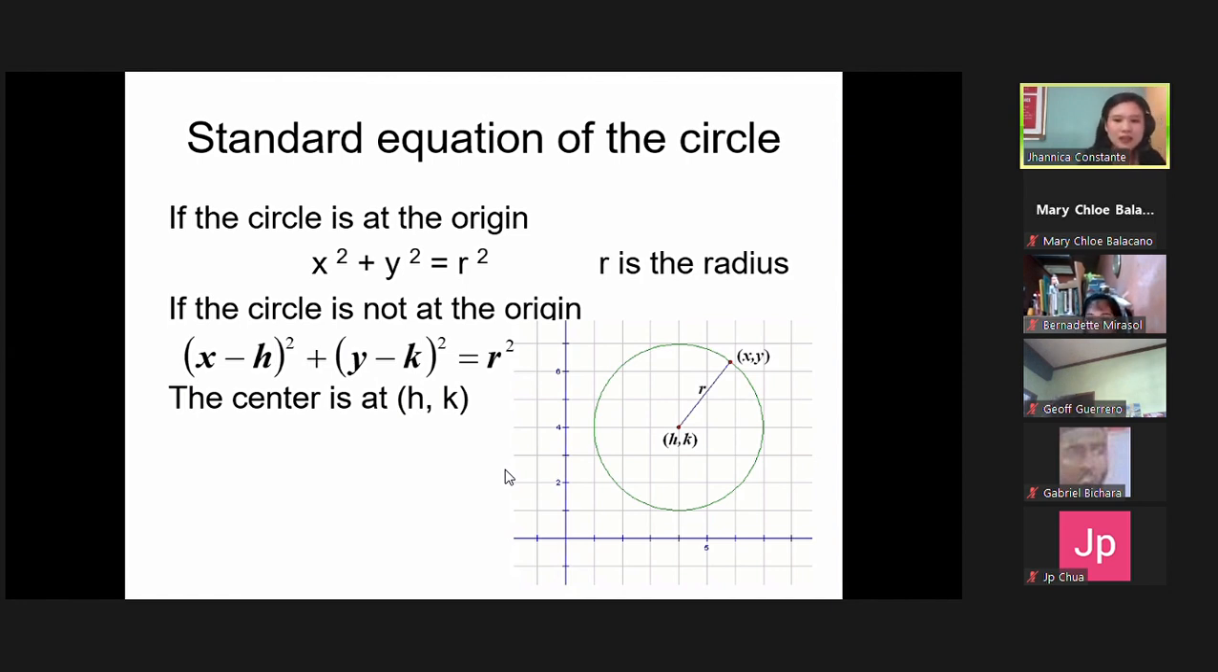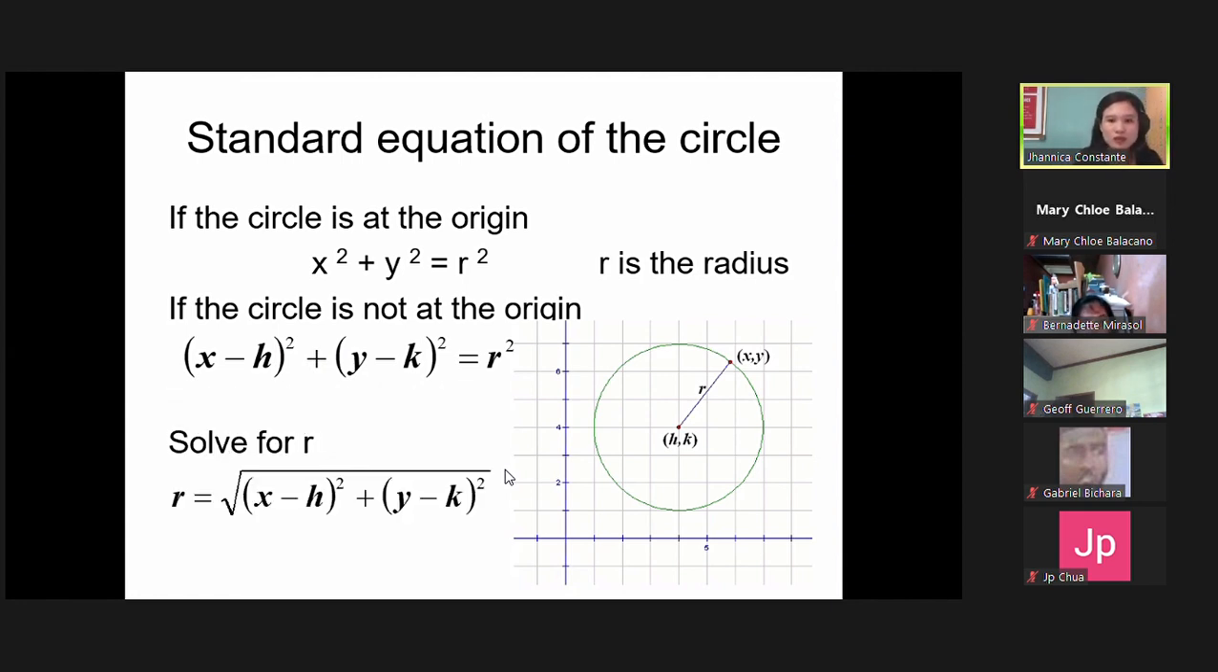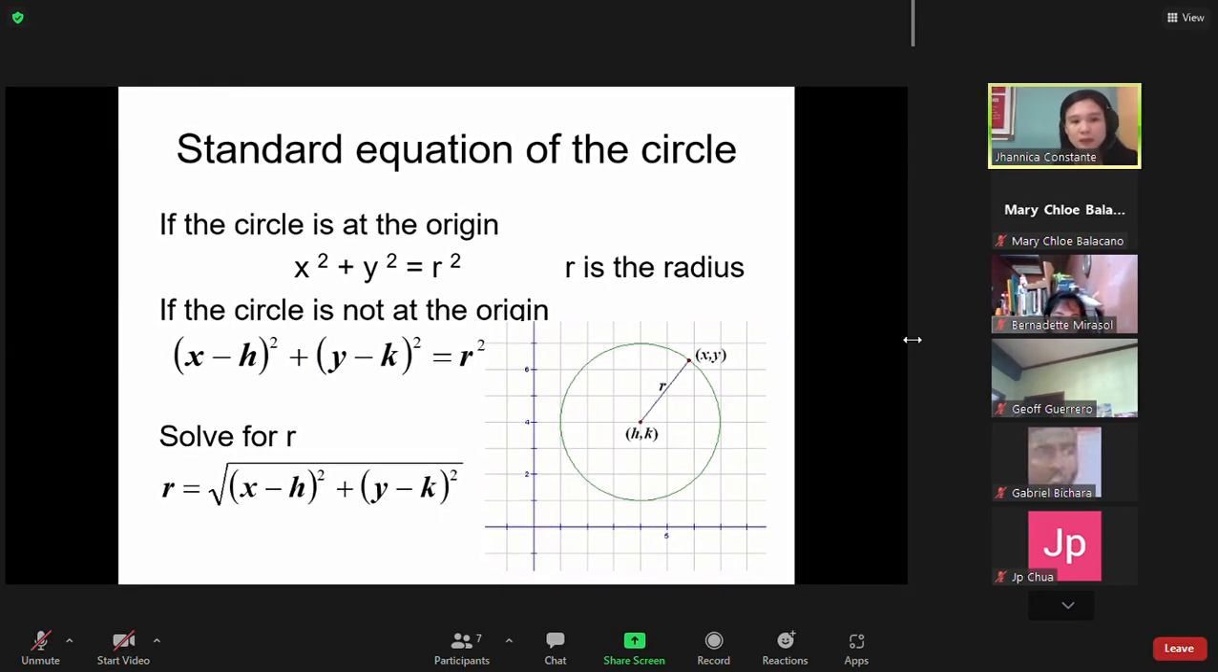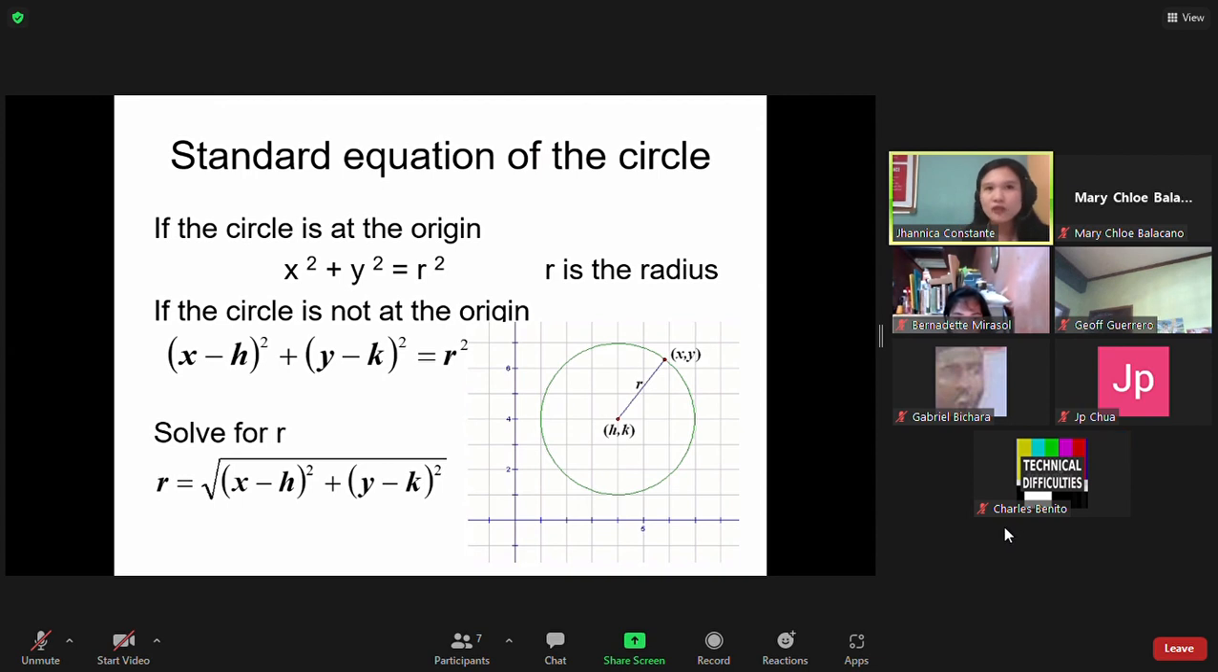For problems that don't give us the radius, to be able to write the equation, we need to find the radius. And the formula for the radius for the equation of the circle, radius is equal to the square root of (x - h)^2 + (y - k)^2. That is our formula in finding the radius if the radius is not given in the problem when we are writing the equation of our circle.